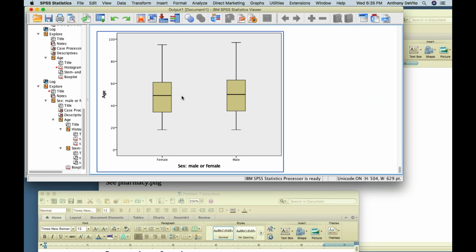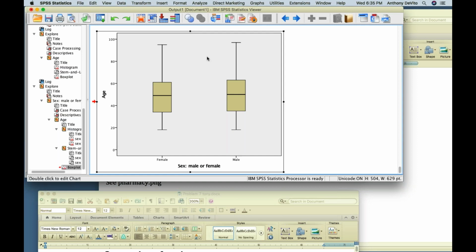So I can see visually that the median age for males is a little bit older than the median age for females. But otherwise, the variability looks the same. The range looks pretty much the same, right? So it looks like there really isn't a whole lot of difference in terms of the ages of males and females in this particular sample. So this is really informative.